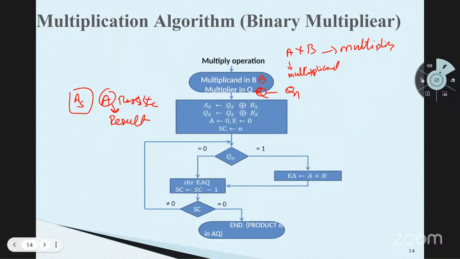Are two operands low? If any one is negative, what is the result polarity? 23 into 19, what is the result sign? Result is positive or negative? Positive. If minus 23 into minus 19, positive as well. So for that, we are doing this XOR operation. The Q, what is the Q? QS, what is the QS here?